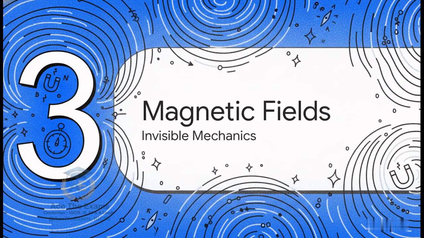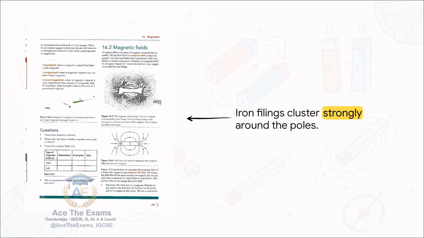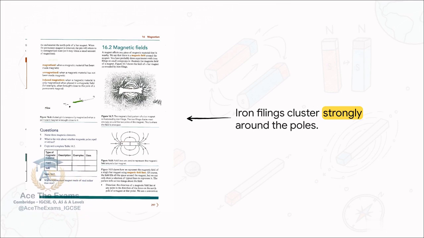Moving on to Section 3, visualizing magnetic fields. Let's look at the invisible mechanics behind the magic. This is one of my absolute favorite ways to actually see what's going on. When you sprinkle iron filings around a bar magnet, they physically align themselves along the invisible magnetic field lines.